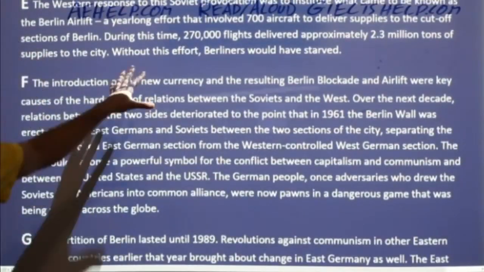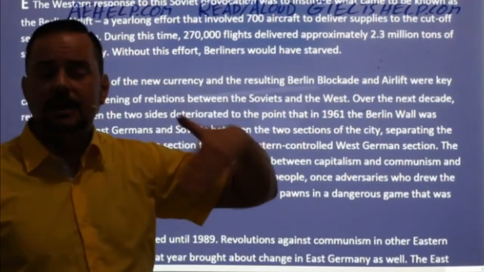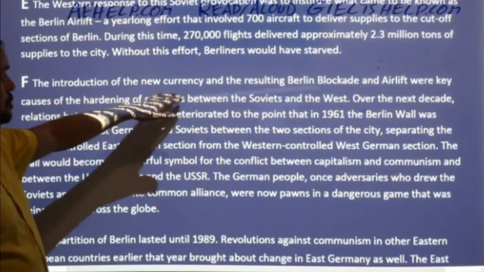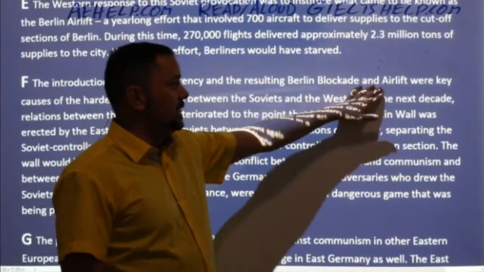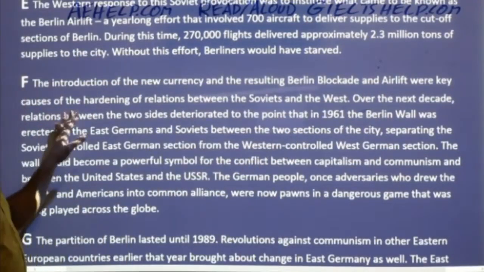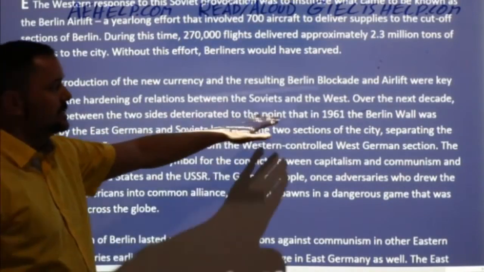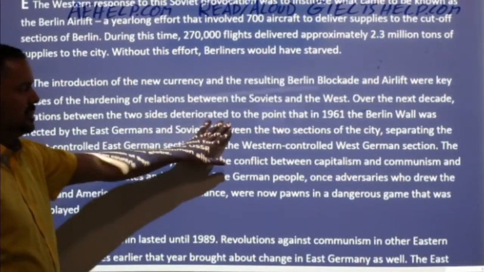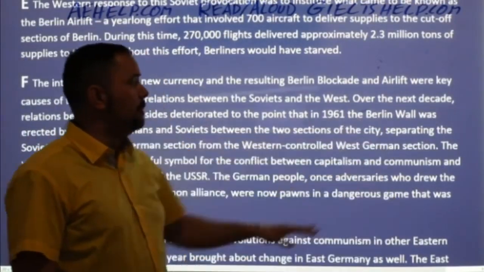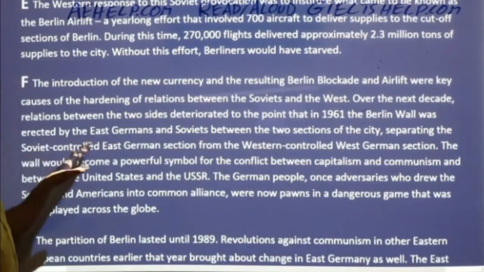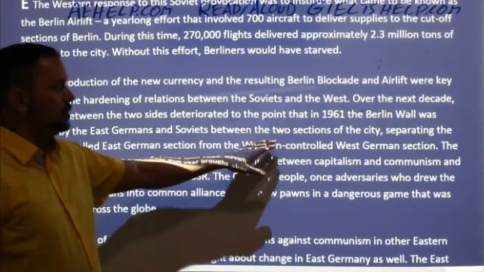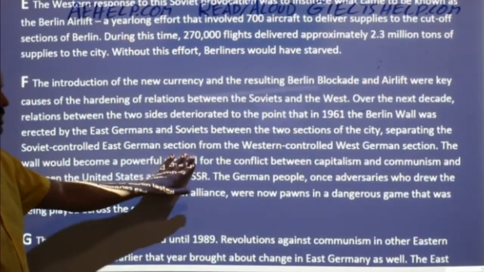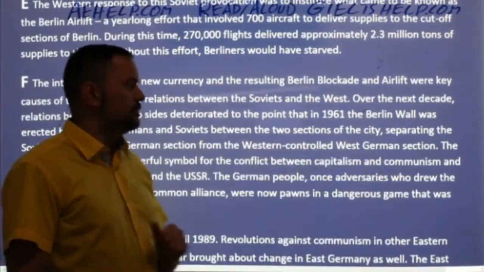F. So again, very visual. Okay, you should be able to keep a catalog of the information so far. The introduction of the new currency and the resulting Berlin blockade and airlift were key causes of the hardening of relations between the Soviets and the West. Over the next decade, relations between the two sides deteriorated to the point that in 1961, the Berlin Wall was erected by the East Germans and Soviets between the two sections of the city, separating the Soviet-controlled East German section from the Western-controlled West German sections.